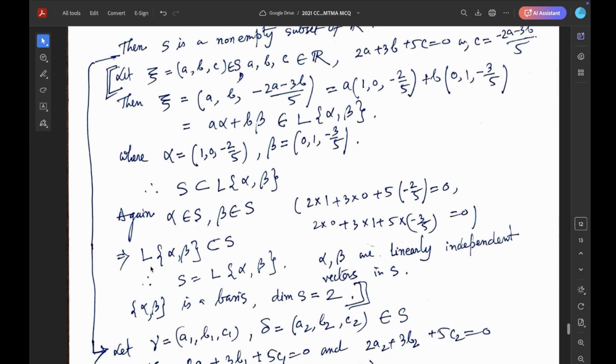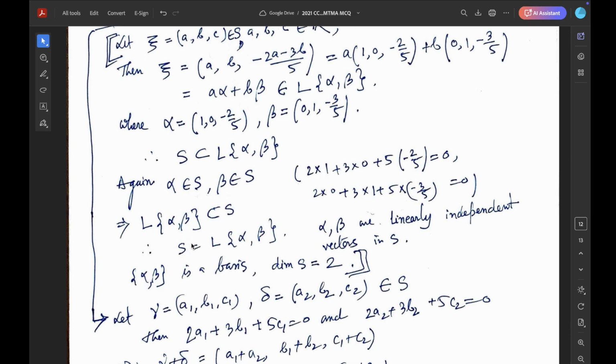And this implies the linear span of alpha, beta is a subset of S. Hence, S is equal to the linear span of alpha, beta. So alpha and beta are linearly independent vectors in S. So the set alpha, beta is a basis of this S, and the dimension of S is 2, the number of vectors alpha and beta.